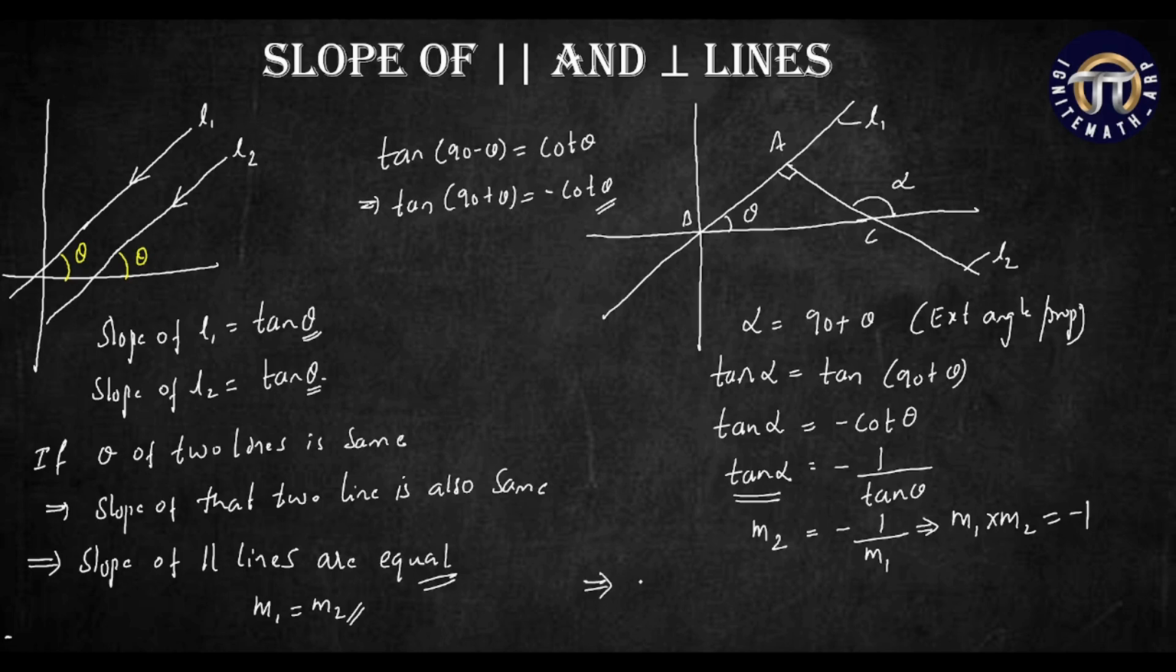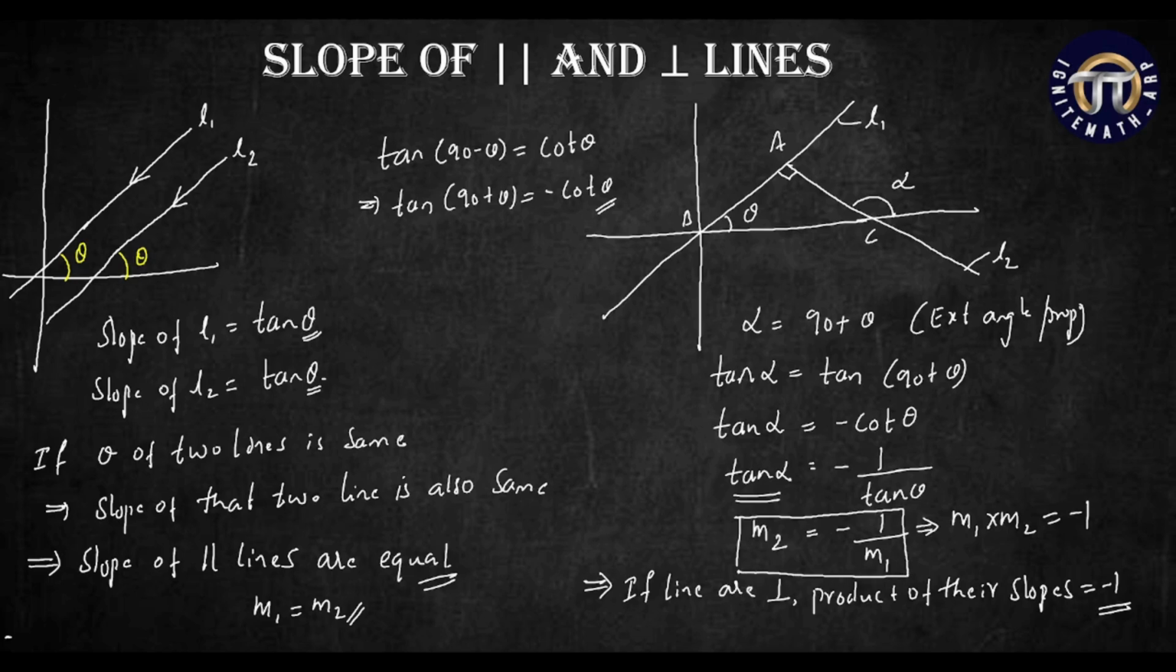So my conclusion is, if lines are perpendicular, the product of their slopes is equal to minus 1. Or I can say the slopes will be negative reciprocals of each other. If two lines are perpendicular, the product of the slopes will be minus 1, or the slopes are negative reciprocals of each other. Clear, children?